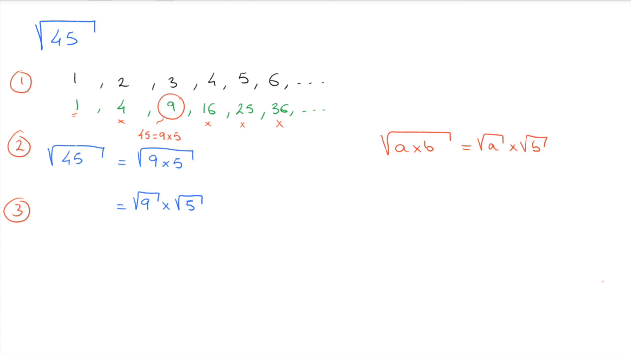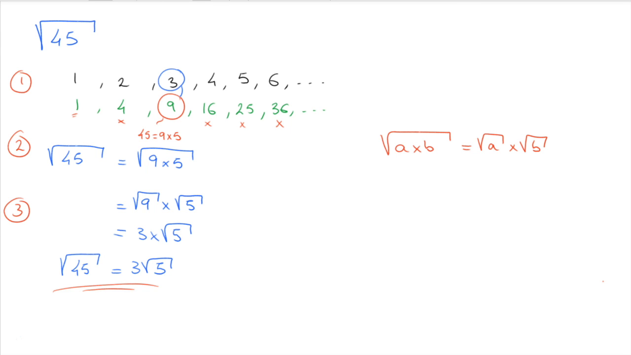And now we can simplify this. The square root of 9, looking at our lists of numbers here, well, that's 3. And so we can go right ahead and write that this equals 3 times the square root of 5. And we write our final answer as the square root of 45 equals 3 root 5. And we're done. We've simplified the square root of 45.